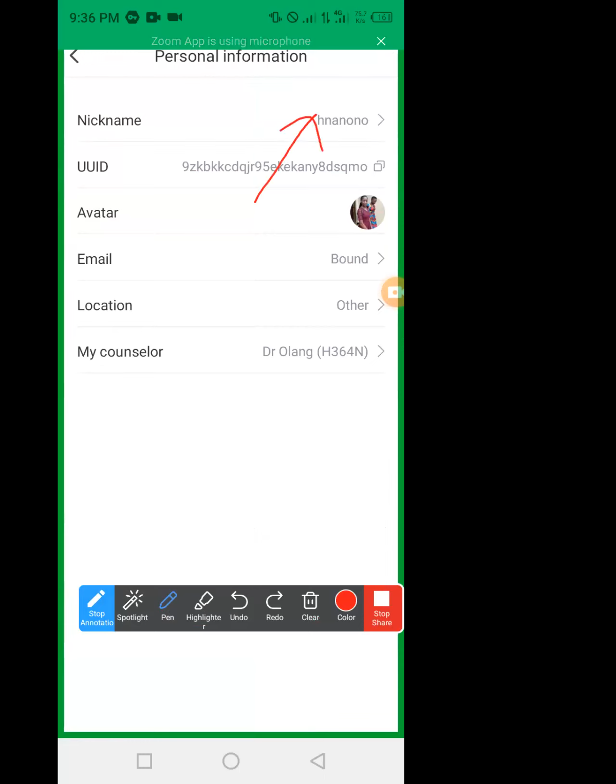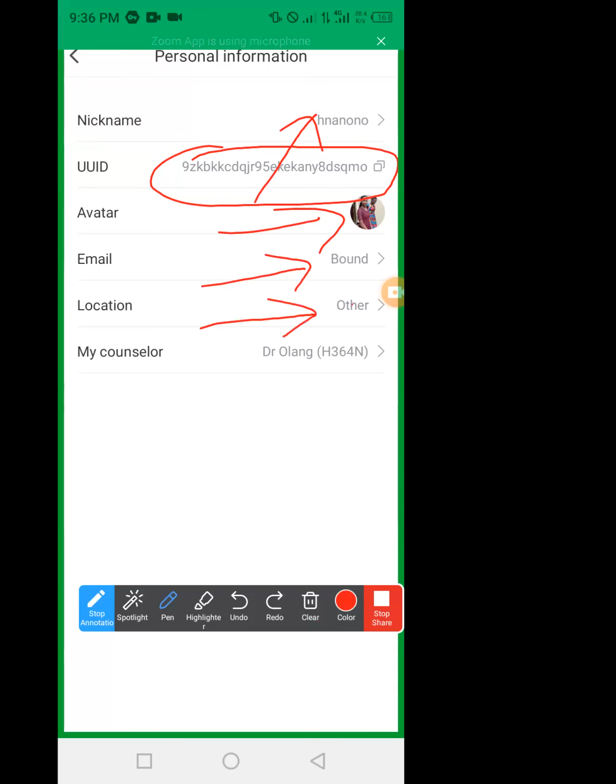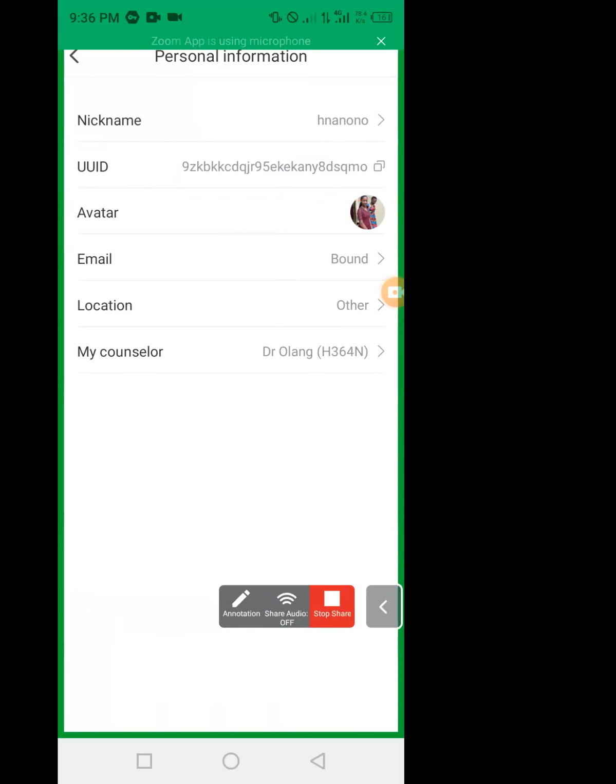The UUID, don't change it. Then the avatar, you can change, and then you put a profile picture. The email, it is already there. Location, it will always be showing. It will always be there when you are registering.